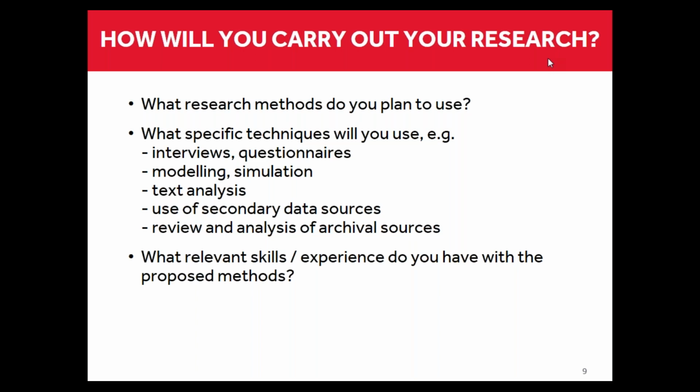In some arts and humanities topics, you might be wanting to do interviews and questionnaires. You might be analysing text. You might be reviewing and analysing material in archives and collections. You need to say how you're going to do these things, not just list what you want to do. And it can also be helpful to explain what relevant skills and experience you have in running these techniques. And sometimes, for example, you'll have done some archival research in an MA dissertation or thesis that you've written, and this can be really good evidence that you know what you're talking about. So do feel that you can refer to these things.